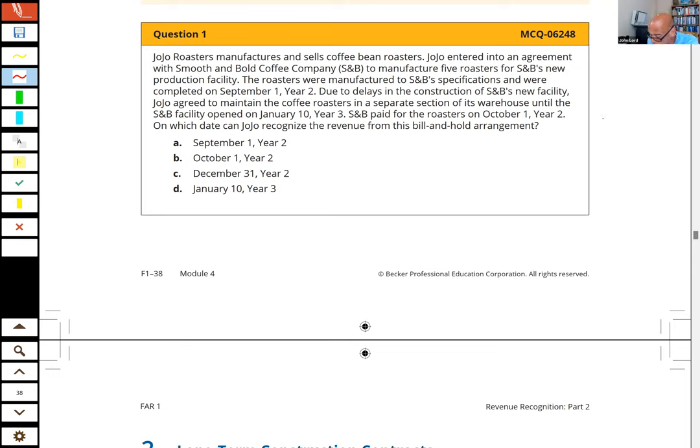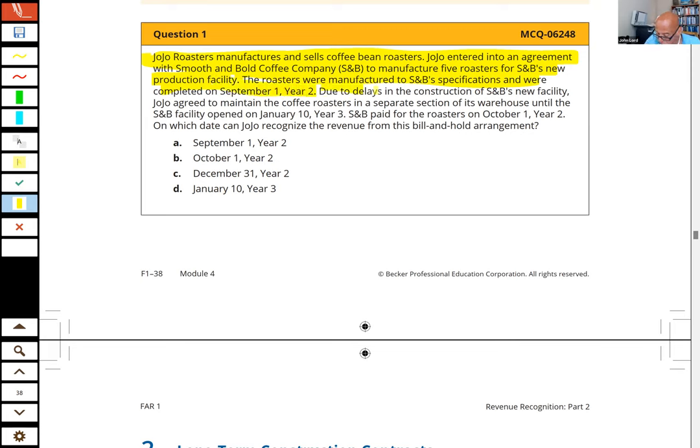The idea is, what are the criteria to account for this as a bill and hold that would allow us to take the revenue at the time that we are able to deliver this thing, which in this case was September 1st. So you take a look at this, and they tell us that JoJo Roasters sells coffee bean roasters. JoJo entered into an agreement with Smooth and Bold to manufacture 5 roasters to their production facility. The roasters were manufactured to their specification and completed on September 1st, year two.